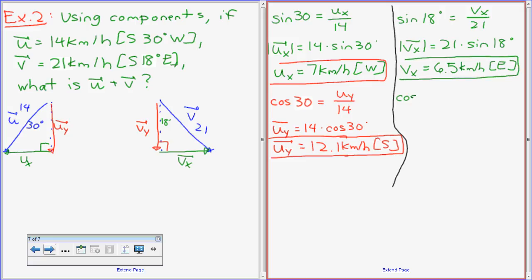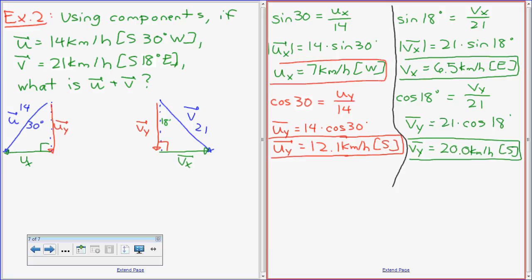Then we'll say cos 18 equals Vy over 21. Vy equals 21 times cos 18. Who have I not picked on yet? Jason, did you get what this one was by chance? 20.0? Okay. Are we all sort of feeling okay with those first two? I hope so, because that was back in grade 10. Not to put you guys down. I'm sure you all did excellent in grade 10. We're okay on the first main things?